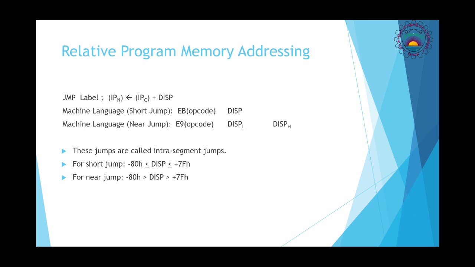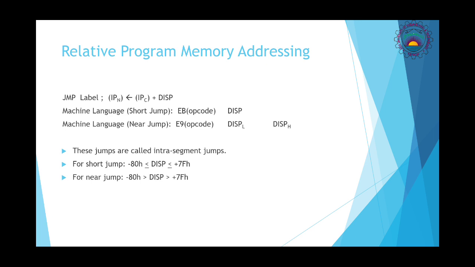But if your displacement is exceeding that limit, that means displacement is lesser than minus 80h or displacement is greater than plus 7fh, then your jump will be of near type.